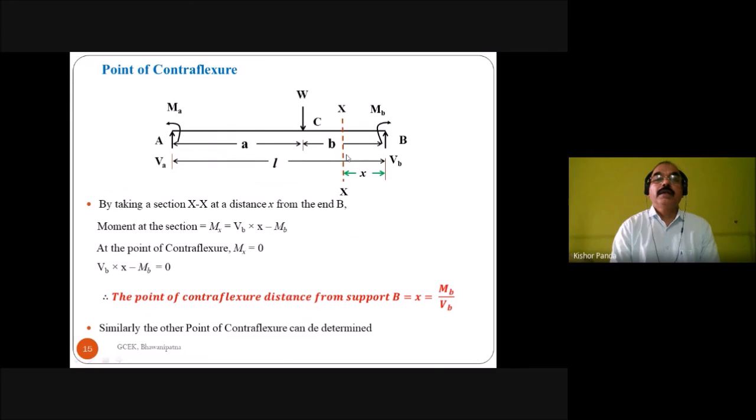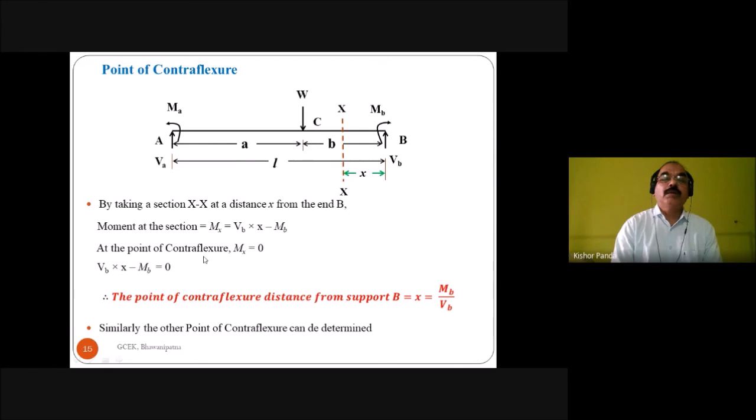Here, take one section at a distance X from the support B. Then what is the moment here? Mx is equal to Vb into X. This is anti-clockwise and this is clockwise. So Vb into X minus Mb. The moment here is equal to Vb into X minus Mb.